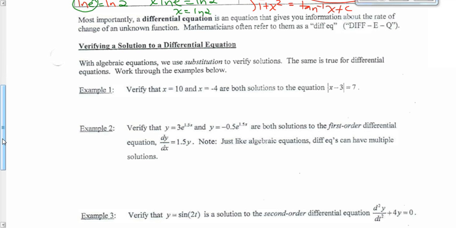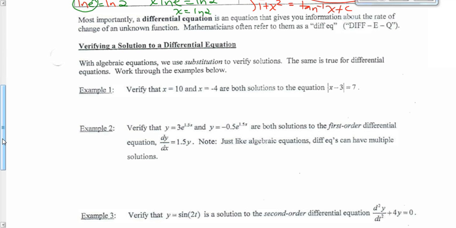Most importantly, though, it's an equation that gives you information about a rate of change of an unknown function. Mathematicians, of course, as you know, are lazy, so we call these diff EQs, instead of actually saying differential equations. So let's look at example 1. All we're going to do is we're going to verify these solutions for the equation that we've been given.